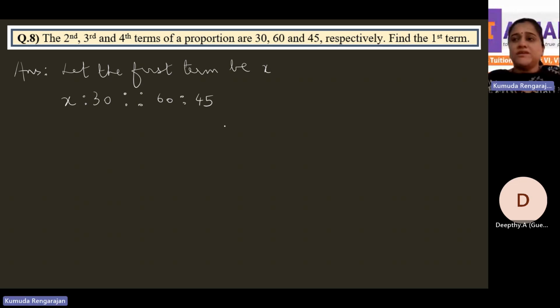How do you express the numbers in a proportion? First term is to the second term as the third term is to the fourth term. So we don't know the first term, so let's call it x. So x is to 30 as 60 is to 45.